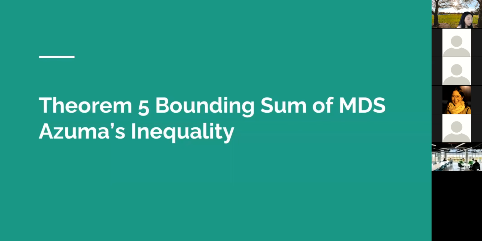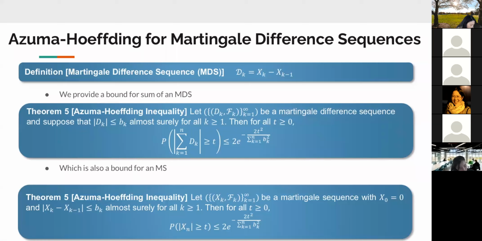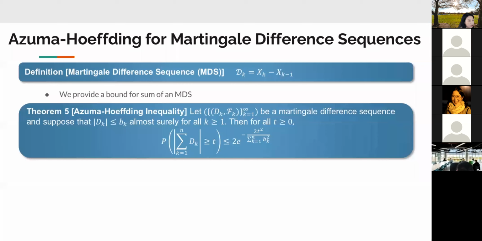Here, actually, I'm using Azuma-Hoeffding's inequality. Let's recall the definition of the martingale difference sequence. If you have a martingale sequence x_k, then the difference d_k, defined as x_k minus x_{k-1}, is the martingale difference sequence. We're going to provide a bound for the sum of a martingale difference sequence using a Hoeffding-style inequality. So let the pair (d_k, F_k), k from 1 to infinity, be a martingale difference sequence.